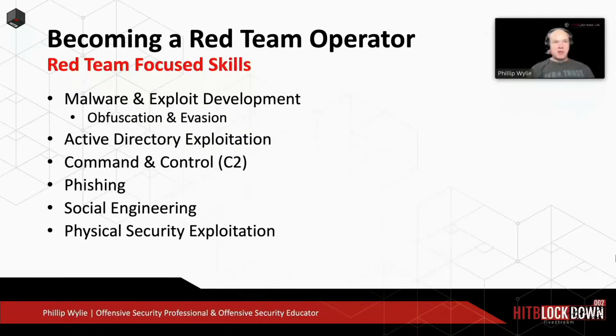And so, Active Directory exploitation. We mentioned this in the hacking skills, but this is an even bigger deal in red teaming. Command and control. As we mentioned before, this is a good way to deliver your exploits, getting those payloads to the endpoints, maintaining persistence, doing lateral movement. It just makes things a lot smoother and more efficient for a red team operator compared to life before C2. And then phishing, social engineering, and physical security exploitation are great skills to have.